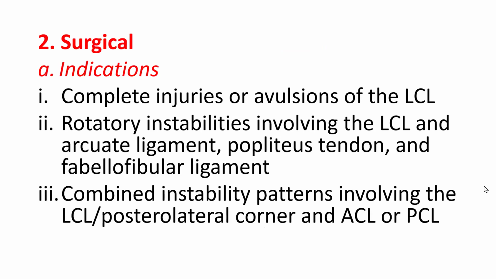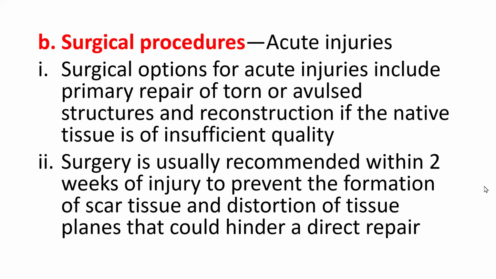What about the surgical indication? Complete injuries or avulsions of the lateral collateral ligament, rotatory instabilities involving the lateral collateral ligament and arcuate ligament, popliteus tendon, and fibular ligament. Combined instability patterns involving the lateral collateral, posterolateral corner, and ACL or PCL. Surgical options for acute injuries include primary repair of torn or avulsed structures and reconstruction if the native tissue is of sufficient quality. Surgery is usually recommended within 2 weeks of injury to prevent the formation of scar tissue and distortion of tissue planes that could hinder a direct pressure repair.